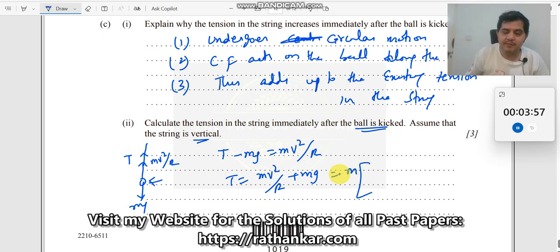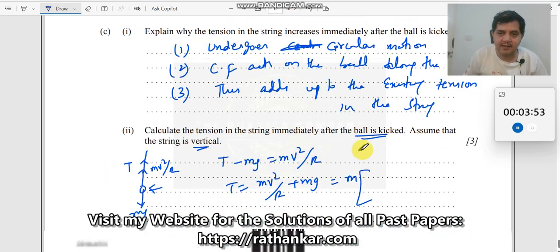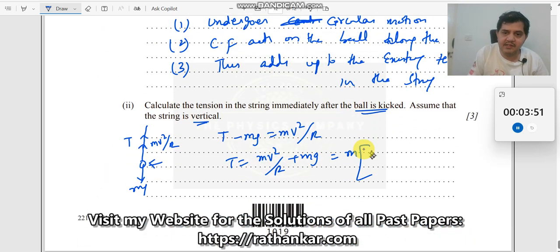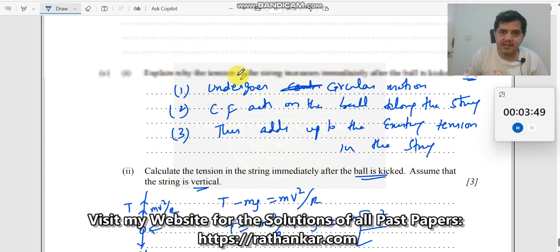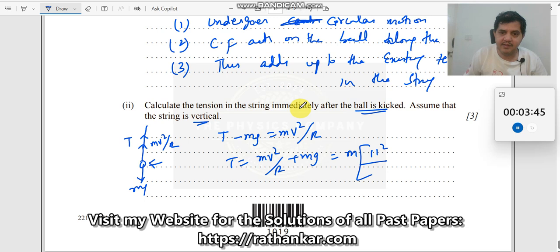What is v? We calculated the value of v. What's the value of v? We calculated the value 11, right? So therefore 11 square divided by, what was the radius, this path, this was 7.5 meters. 7.5 meters, 7.5 plus 10 over here. When I do all this, and what is the mass of this? 0.55 kg. 0.55 kg.